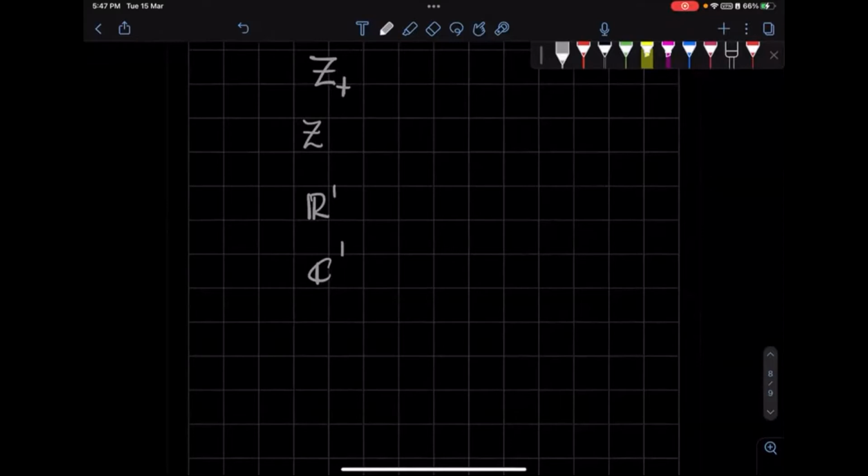C1 is R2, right? Yeah, with some extra structure put on it. So this is what my intuition said, that because they have different numbers of real parameters, they couldn't be isomorphic. But because they're both uncountable, I couldn't come up with an explanation for why there wouldn't be a bijection between them.